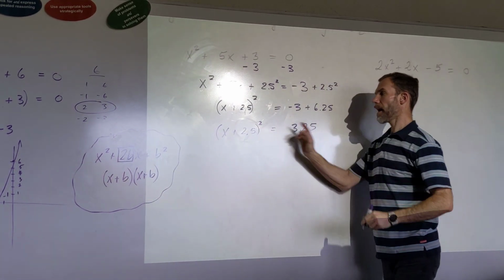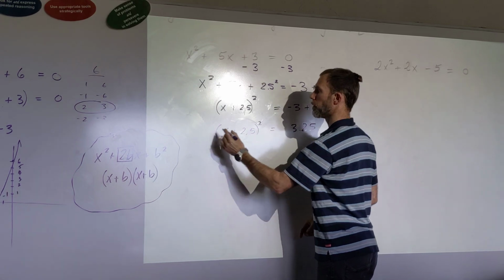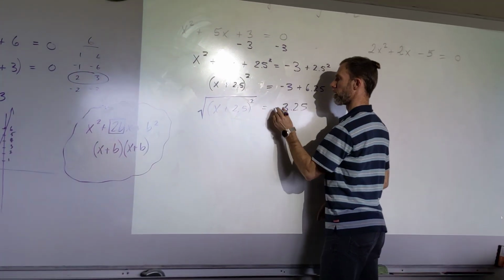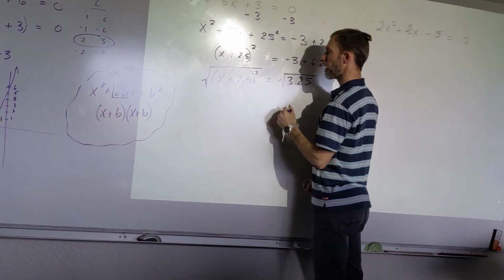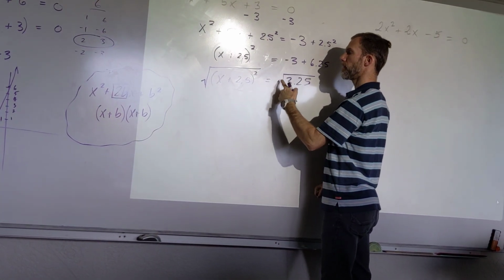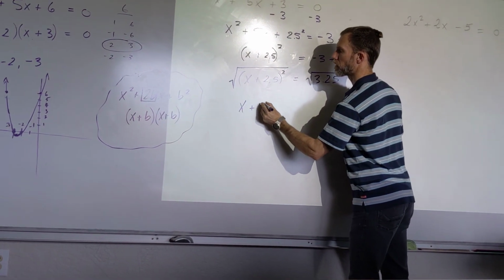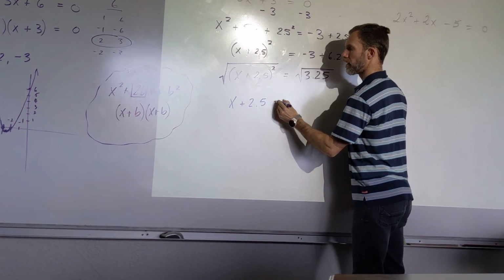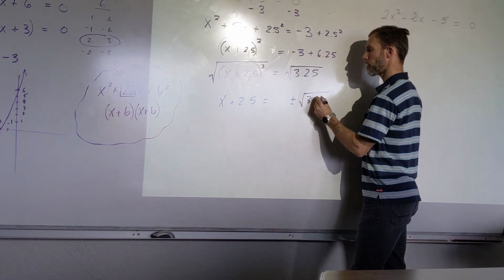And that's squared. How do I get rid of a square? Square root it. Yeah, I have to root both sides. Now, something that a lot of people forget is when I root both sides, this side has to be a plus minus. Okay? So x plus 2.5 equals plus minus square root of 3.25.